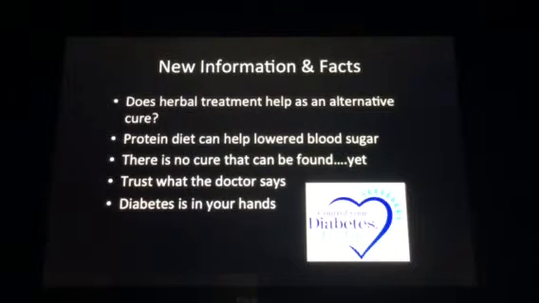A protein diet can help lower blood sugar, so make sure you have a protein diet so it can help lower your blood sugar. As of yet, there's no diabetes cure, but maybe in the next 50 to 100 years we might be able to find something. Trust what the doctor says. He or she is trying to help you, so make sure you trust what they say and do what they say, because they're looking out for you. And diabetes is in your hands. You can control if you want it to kill you or if you want to live long.